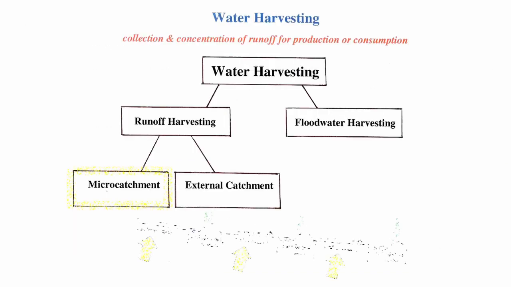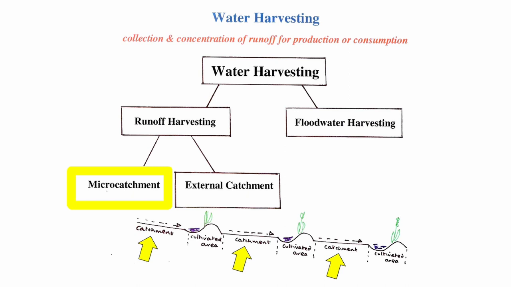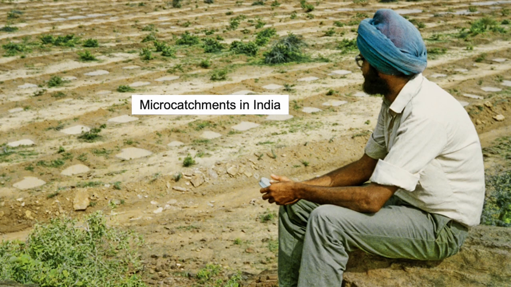Okay, let's start by looking at microcatchment systems in more detail. Here, a series of microcatchments have been constructed by hand in Gujarat, India. The seedlings are not yet established, but the system is clearly collecting runoff effectively.